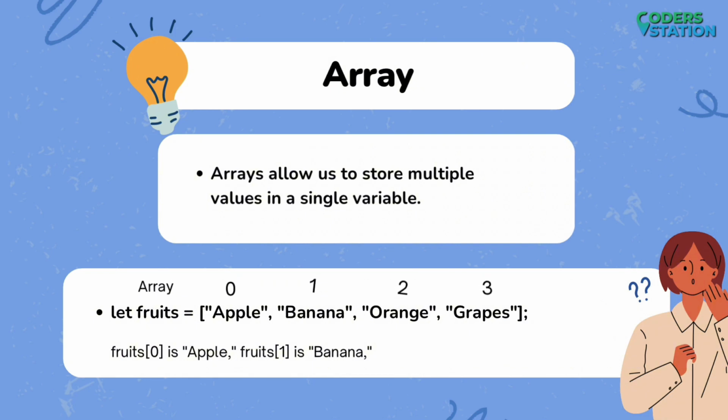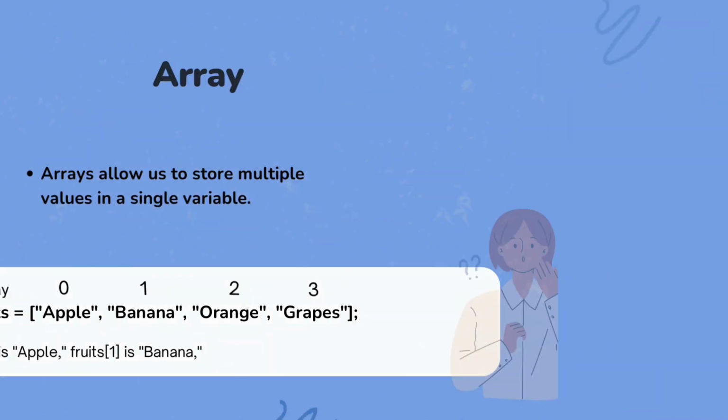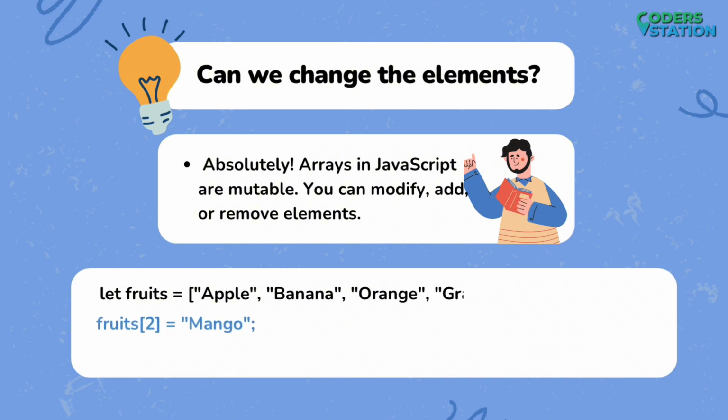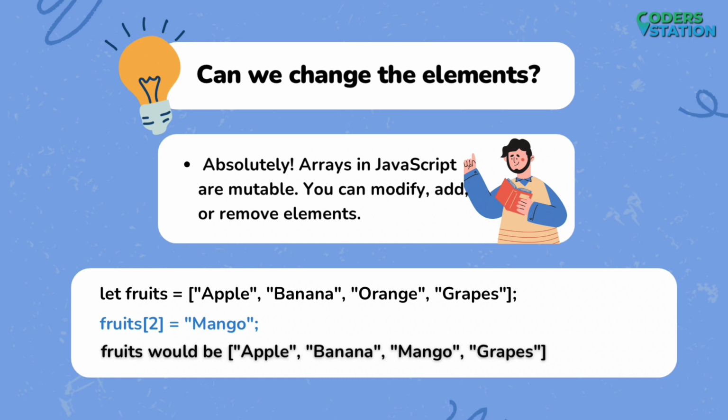Can we change the element in an array? Absolutely. Arrays in JavaScript are mutable. That means you can modify, add or remove elements. For example, fruits[2] = "mango". So now fruits would be apple, banana, mango, grapes. It will replace the index 2 element, which was previously orange, with mango.